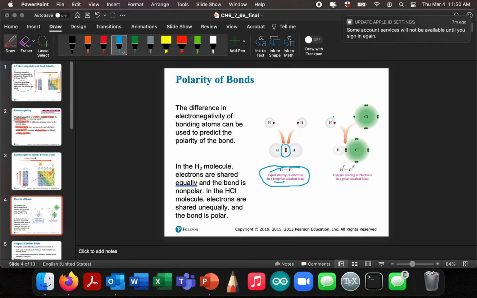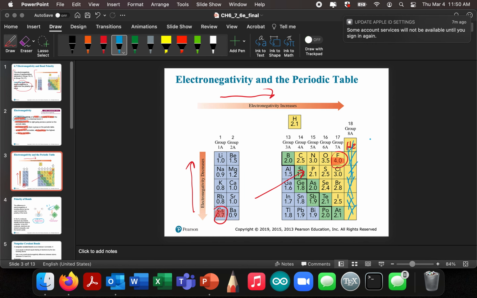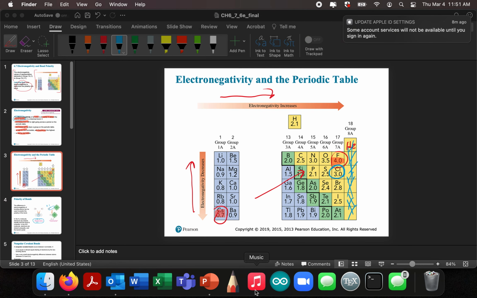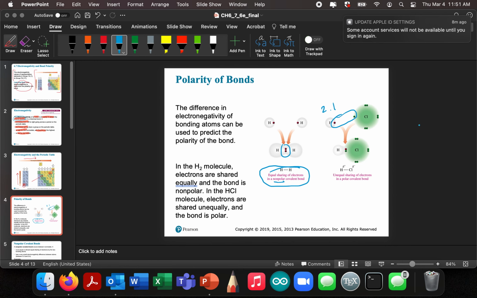Now, if on the other hand you have a share between hydrogen and chlorine, and hydrogen was 2.1. What was the electronegativity of chlorine? Let's go back and look at that table. Chlorine is 3.0. You see it right there? If it's 3.0, then that means the difference is big, right? This is a bigger electronegativity than hydrogen has. And since it's a big difference in electronegativity, these electrons are actually not going to be shared equally.